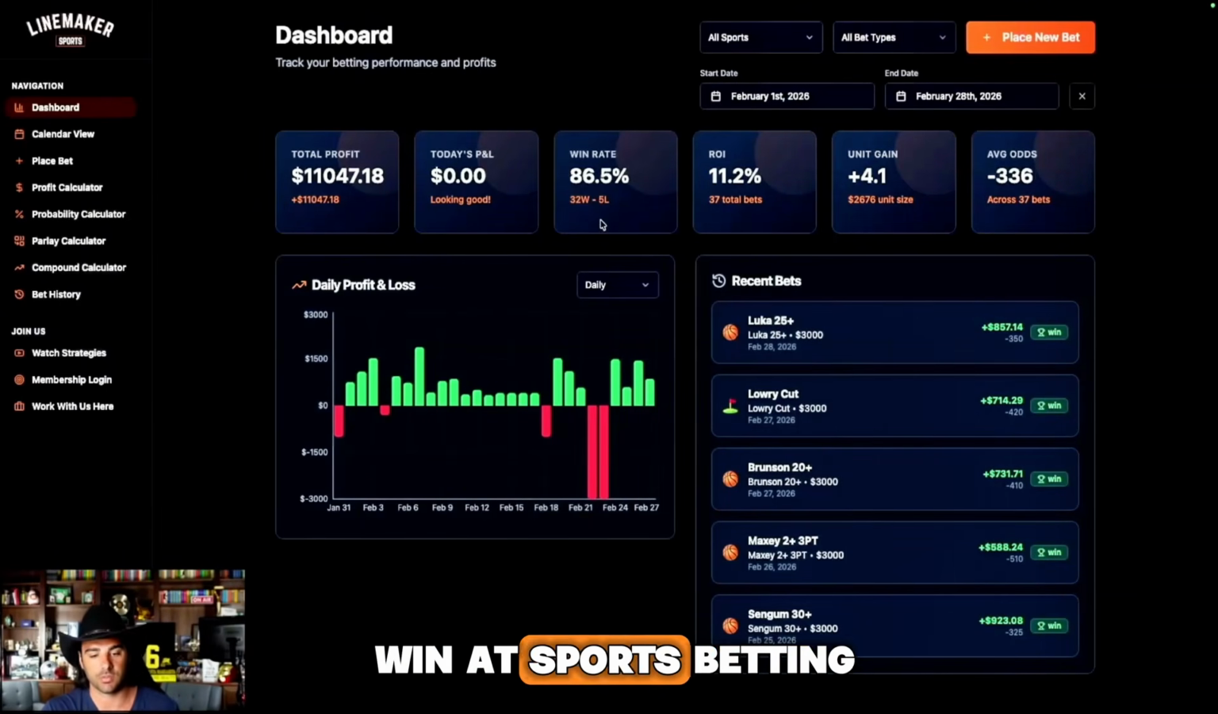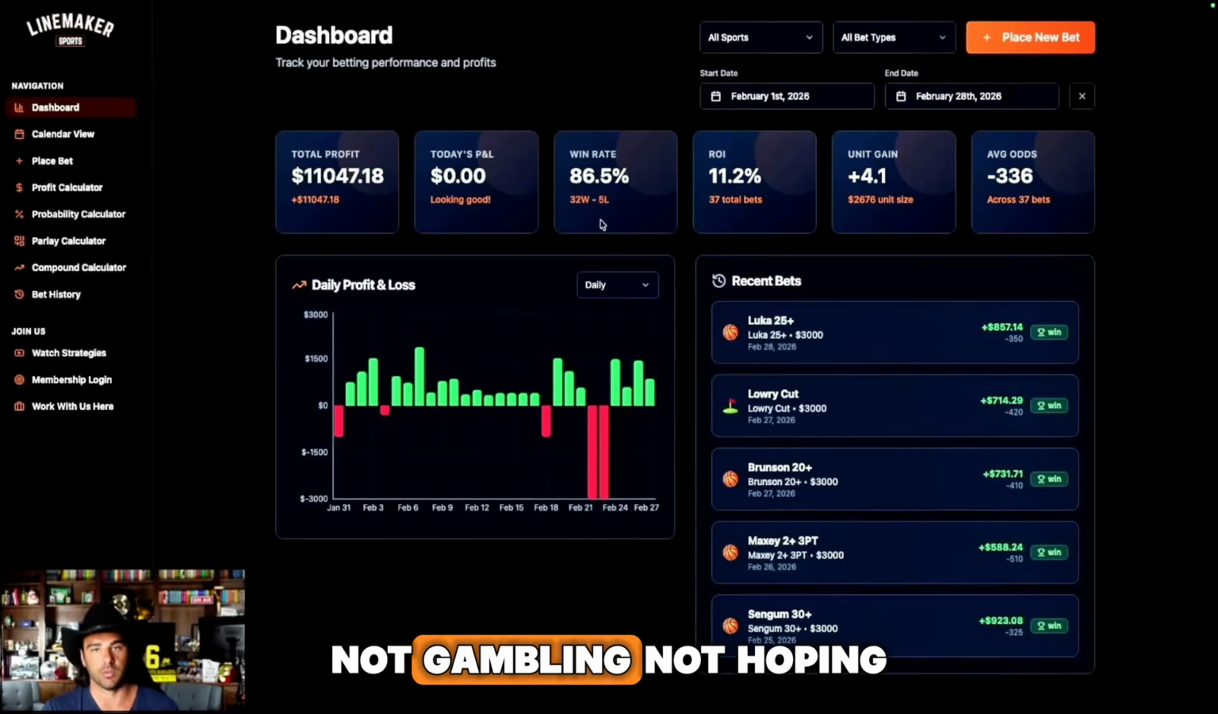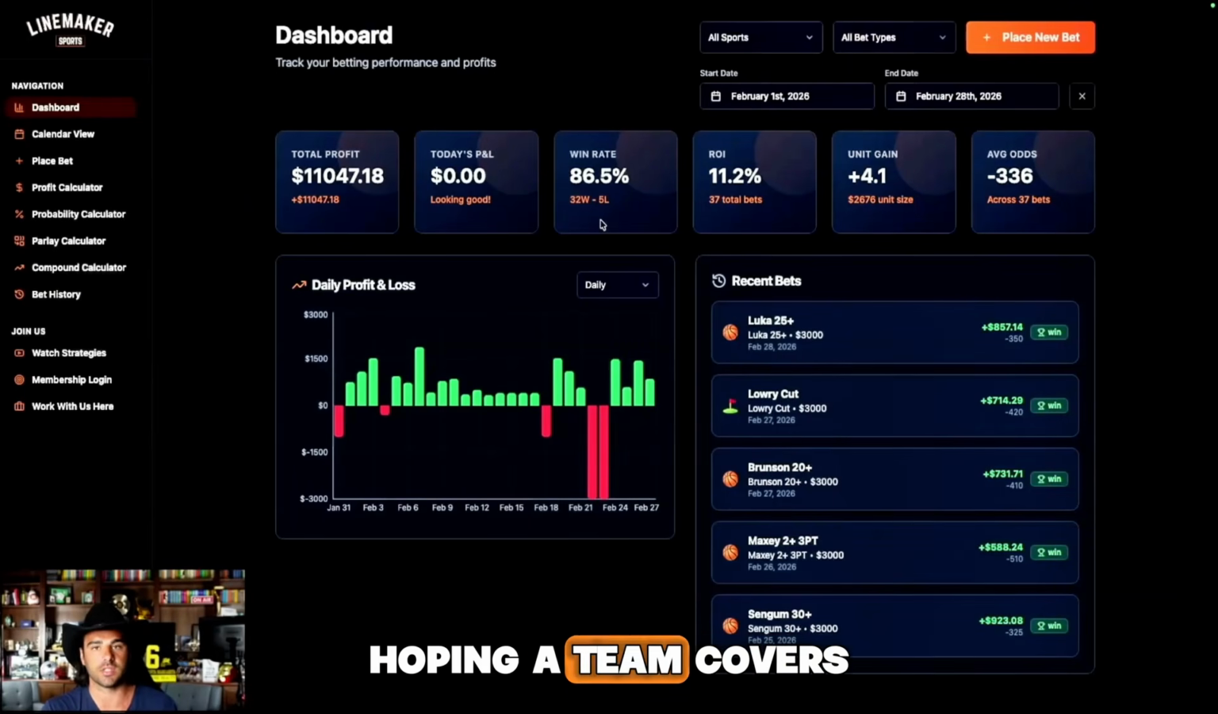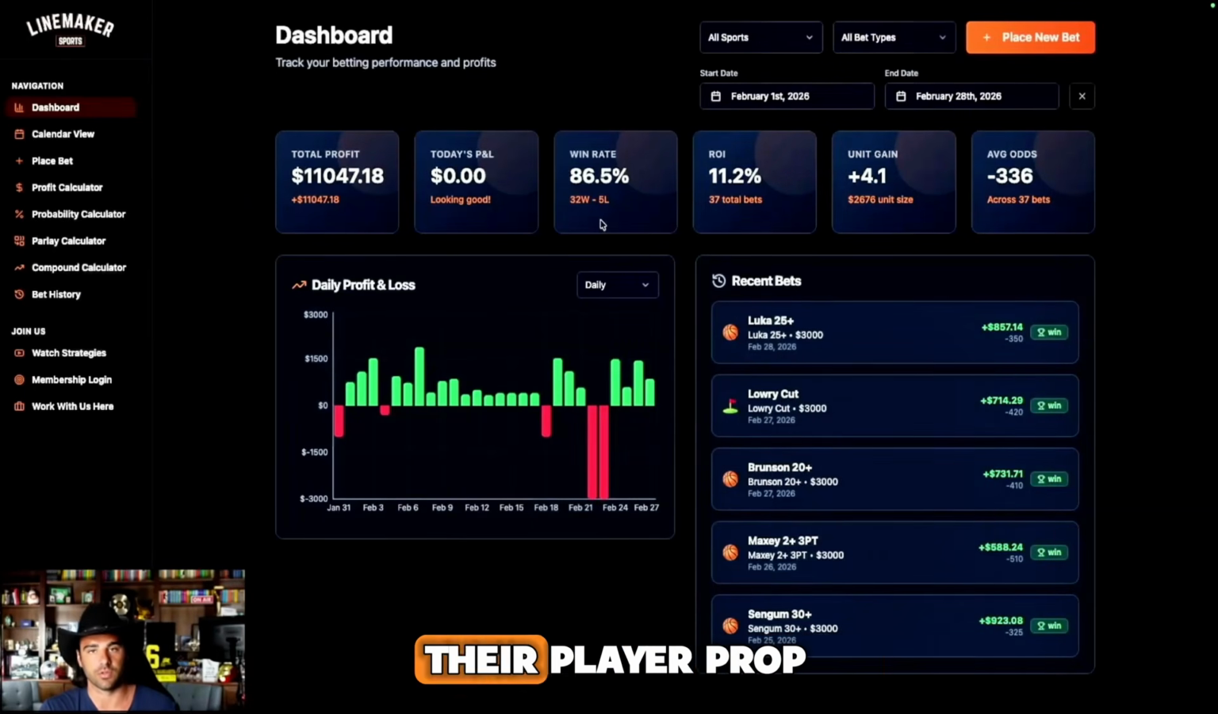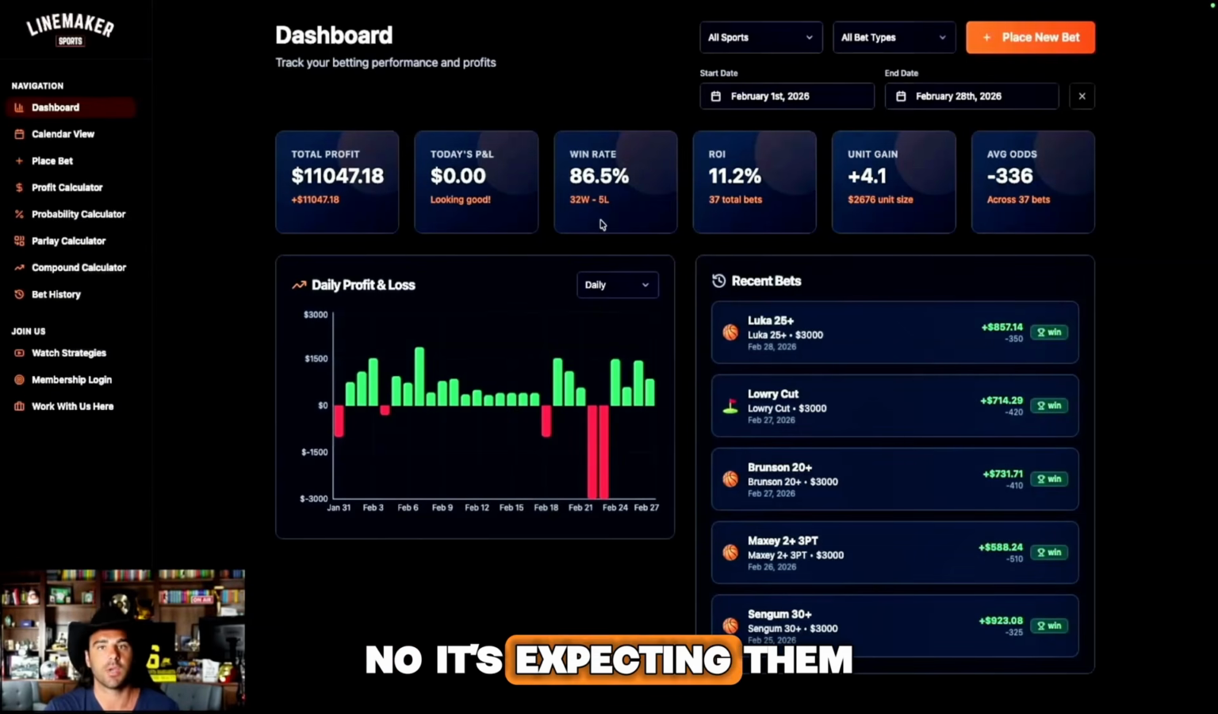That is how you win at sports betting. Not gambling, not hoping that a team wins, hoping a team covers, hoping a player covers their player prop. No, it's expecting them to do that.